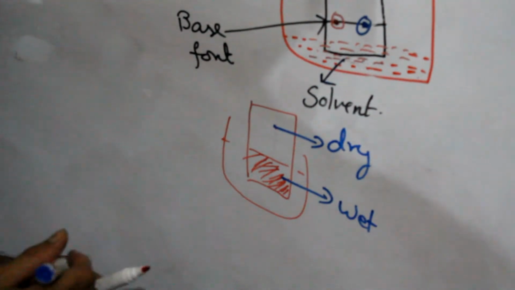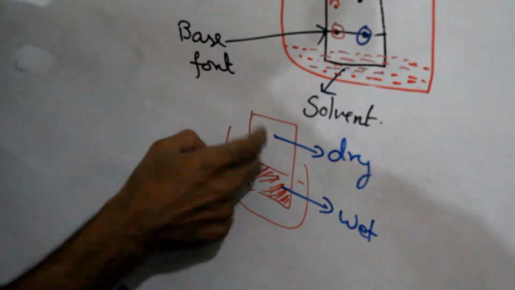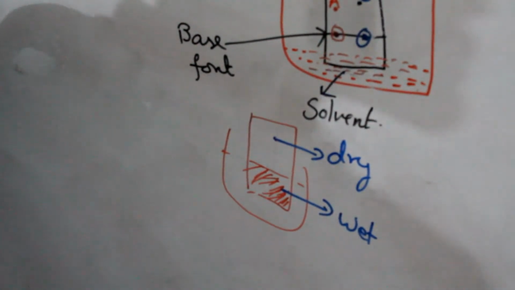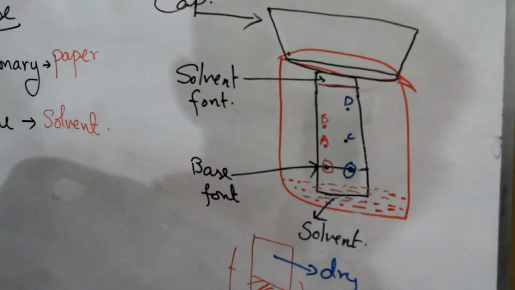But what is paper chromatography? Chromatography paper allows the solvent to travel through the paper. That's why it's a special kind of paper. Okay, now that's not important.